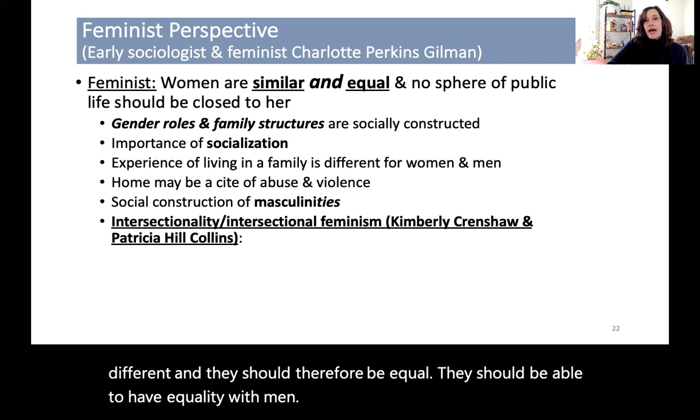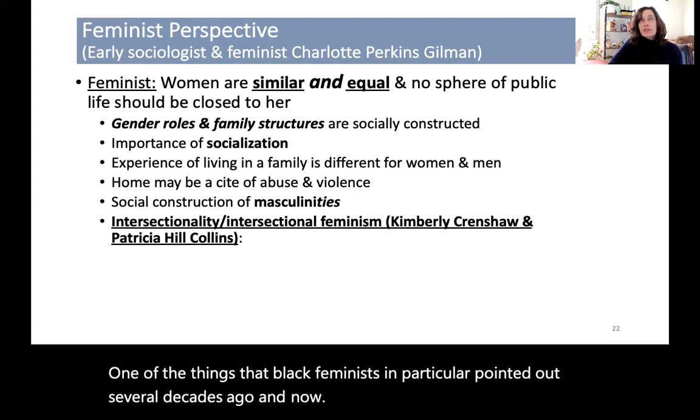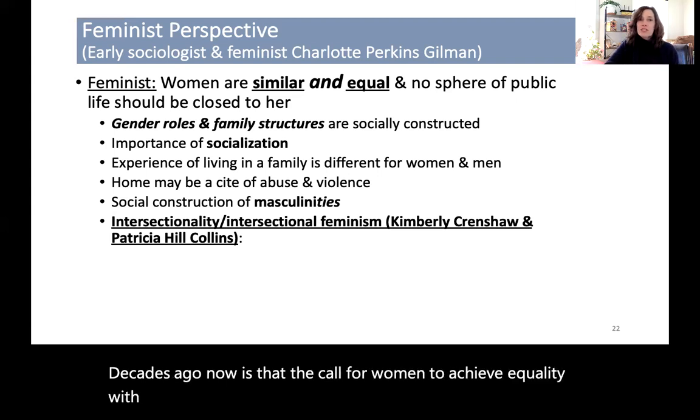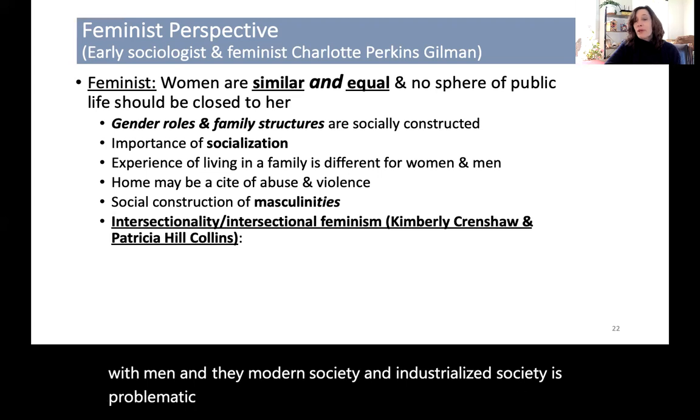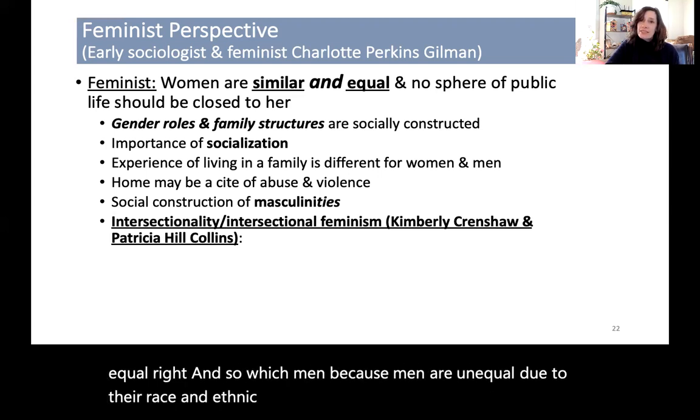One of the things that Black feminists in particular pointed out several decades ago now is that the call for women to achieve equality with men in a modern, industrialized society is problematic for one big reason, and that is all men aren't equal, right? Because men are unequal due to their race and ethnic identity, social class, sexual orientation, etc. So which men do you want to be equal to?